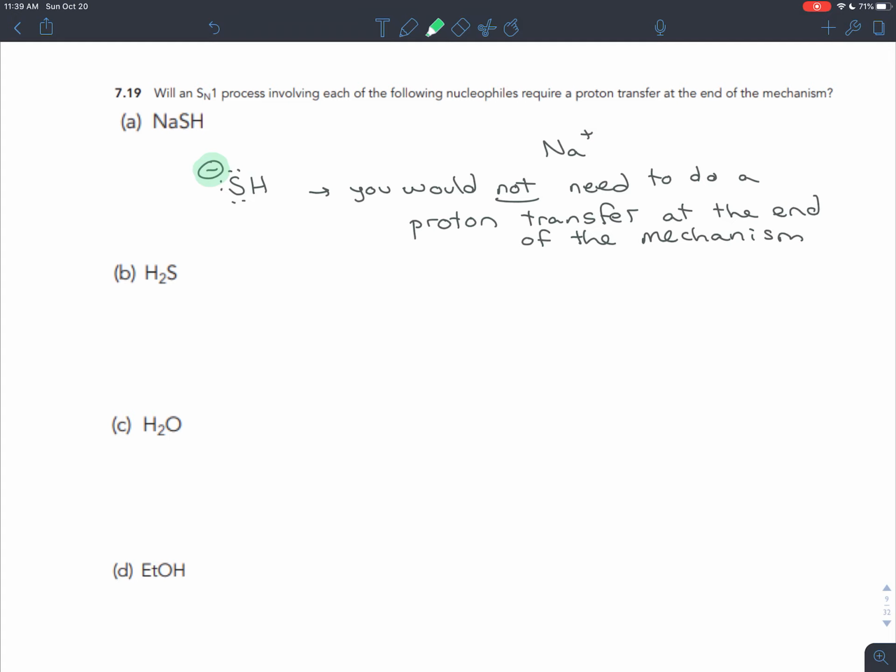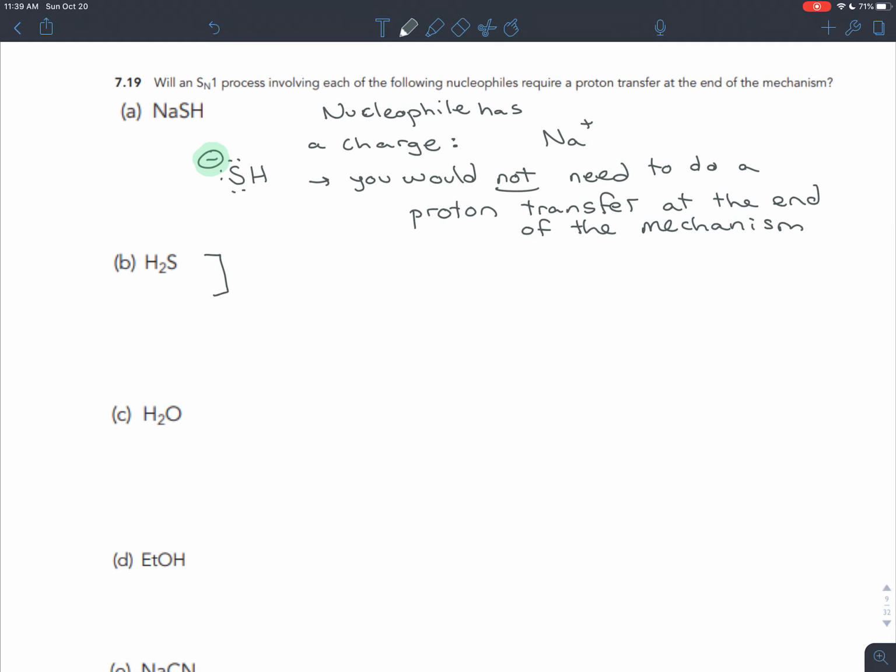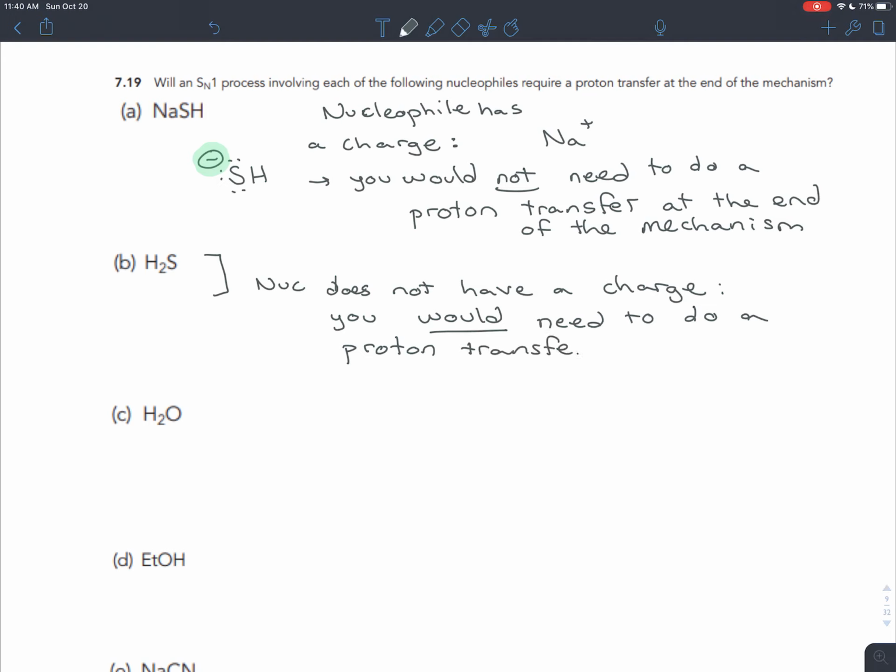In the next example, H2S, you have two nonmetals. So you do not have a charge. So the top one, the nucleophile has a charge, so you would not need to do a proton transfer. In this molecule, we have two nonmetals, those are covalently bonded, so here the nucleophile does not have a charge. So you would need to do a proton transfer at the end of the mechanism.